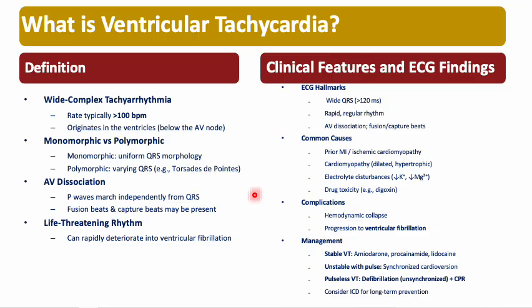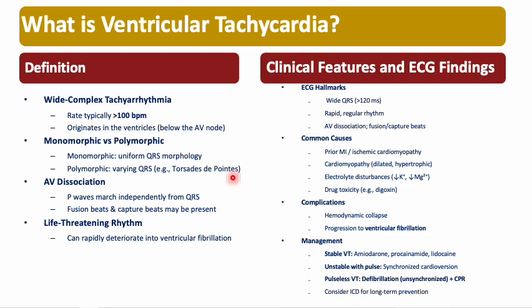Next is ventricular tachycardia. This is your wide complex tachyarrhythmia. Rate is typically above 100 beats per minute. It can originate in the ventricles below the AV node, whereas the other originated above the AV node. There are two types, monomorphic versus polymorphic. Monomorphic, you have uniform QRS morphology, meaning the QRS looks pretty much the same.